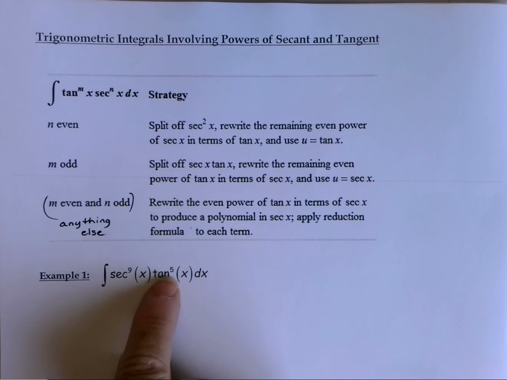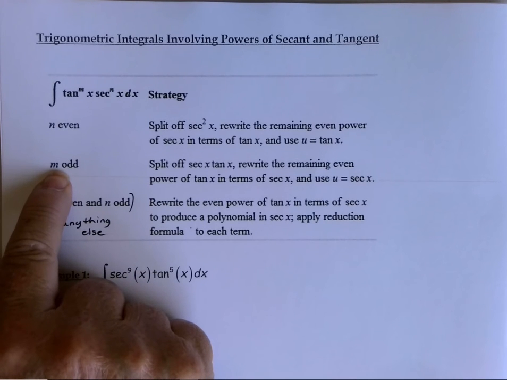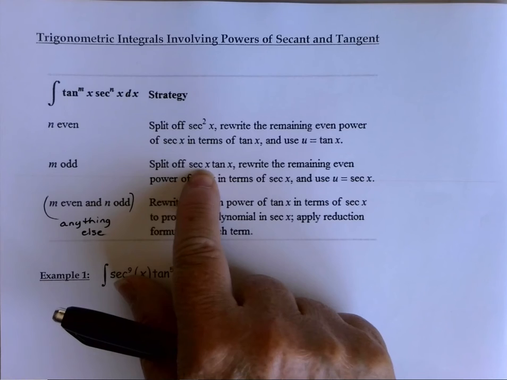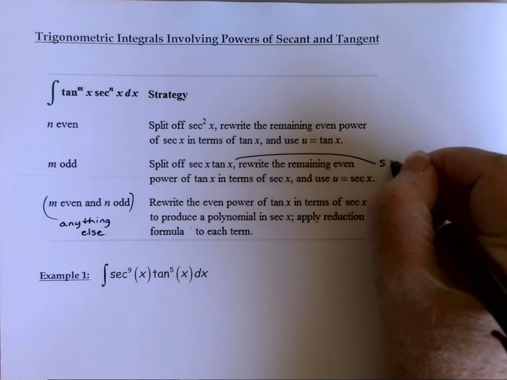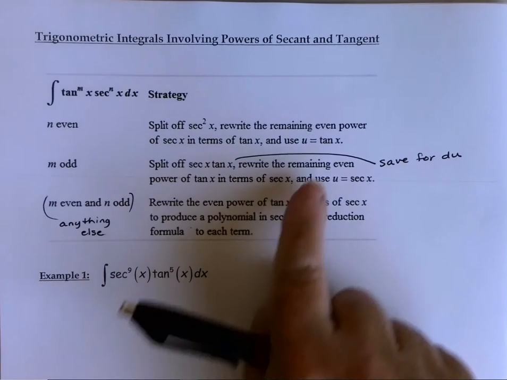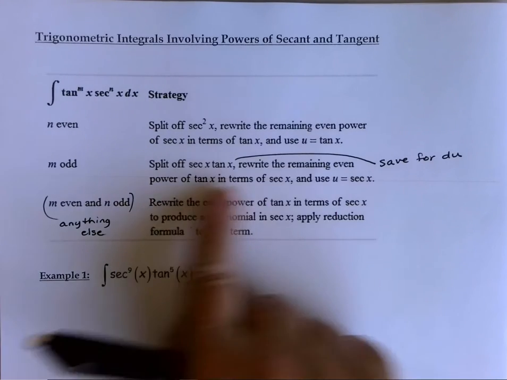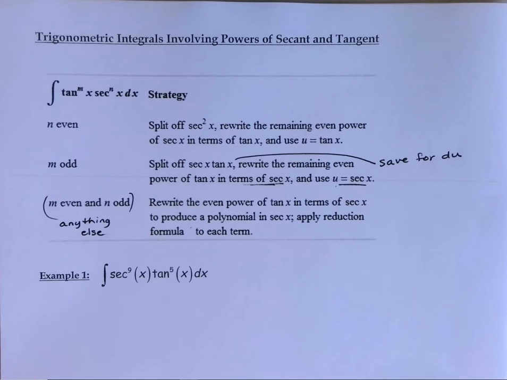On this first one, notice I've got odd powers on both of them, so I would be satisfying the m odd case. And this says split off a secant tangent. Just like before, we're saving that for du. We want to rewrite the remaining powers of tangent in terms of secant, and then our u substitution will be u equals secant x. So let's give that a shot.